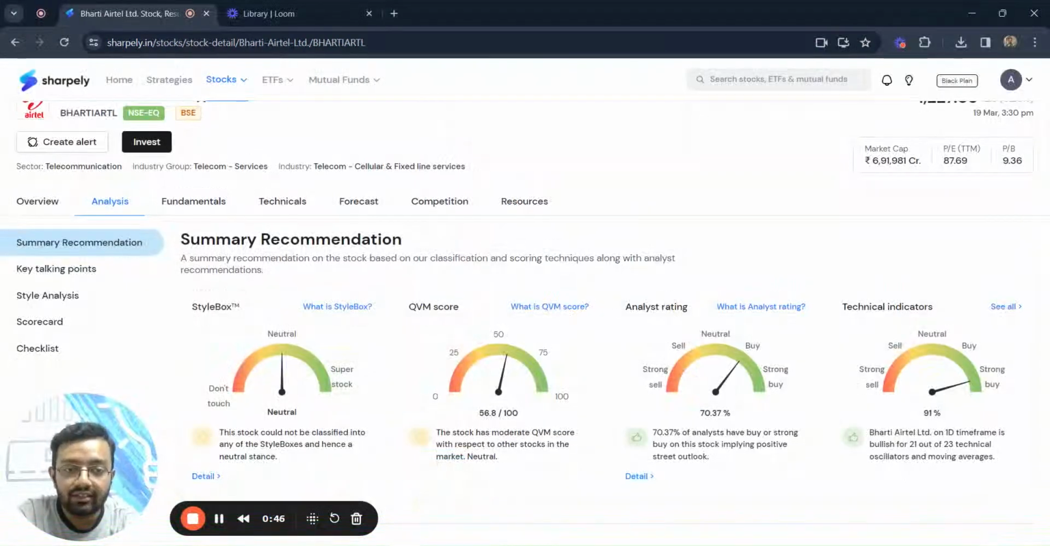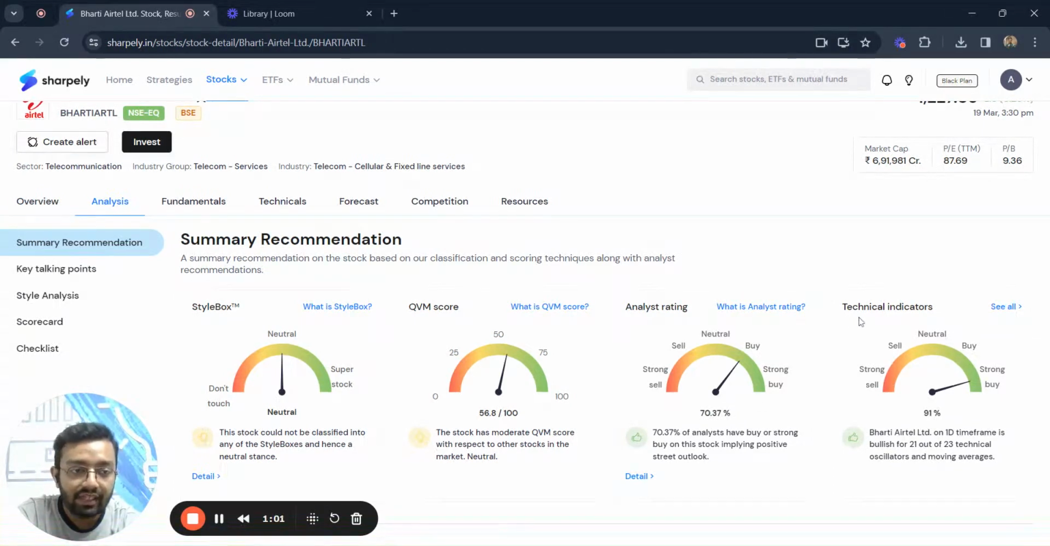The third one is the analyst rating. Now, this number suggests, out of the total analysts covering this stock, how many of them have a positive buy rating. So 70% have a buy rating, which is really good.